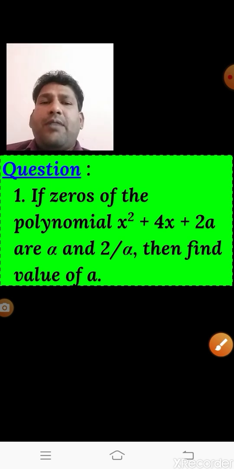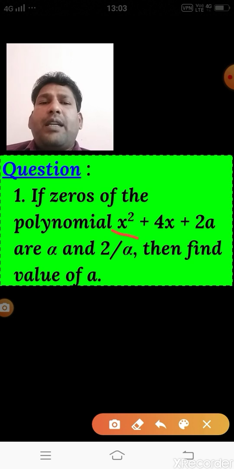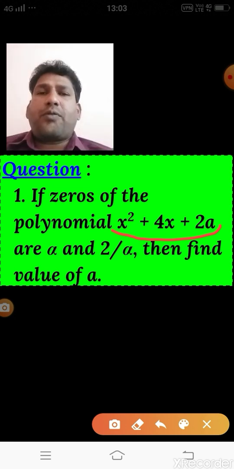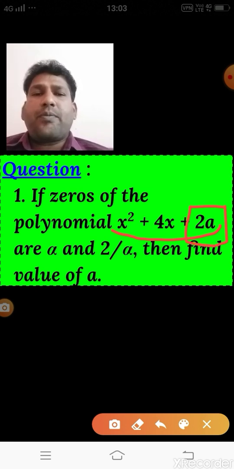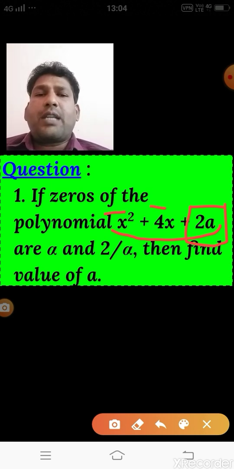Then here we have the first question. In this question, the polynomial I am taking is x square plus 4x plus 2a. You may take any variable in place of a also. Here I am taking 2a, and this is the constant term. If you observe, the coefficient of x square is 1, the coefficient of x is 4, and the constant term is 2a.